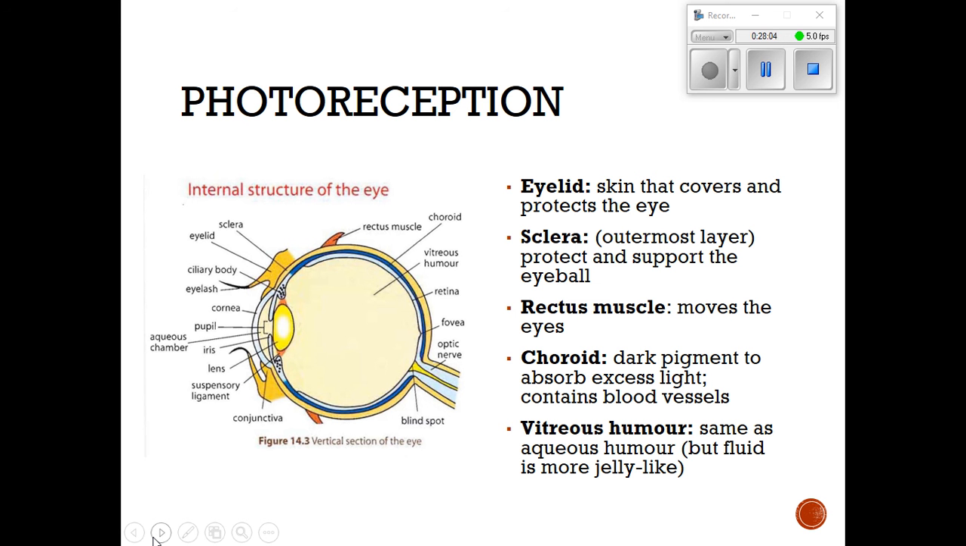So we have, where were we? Eyelid, sclera, rectus muscle, choroid, vitreous humor. We've just got one slide left with the other pieces, and I think we'll have to save that mystery for Thursday.